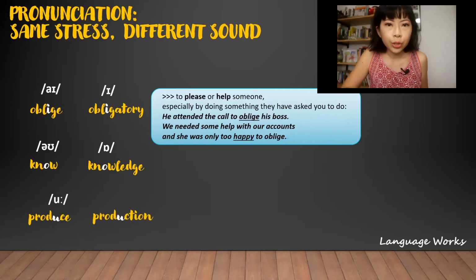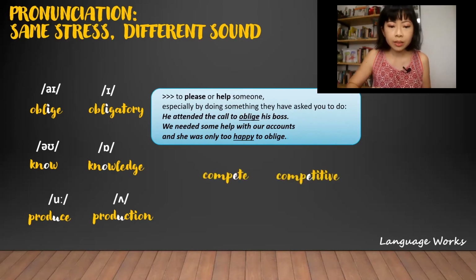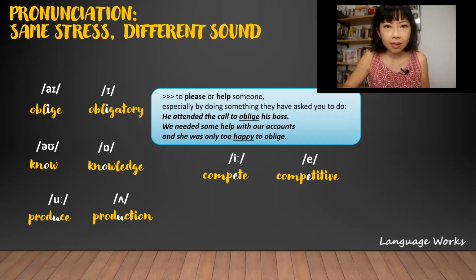Produce, produce. Production, production. Now let's look at the right column. These two words, the stress: compete, compete. Competitive, competitive.